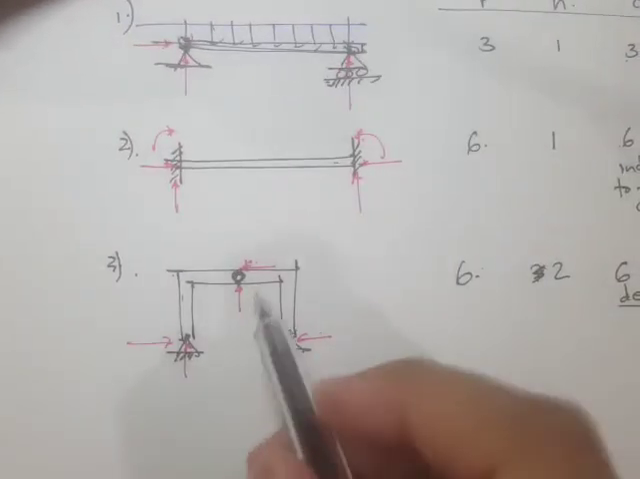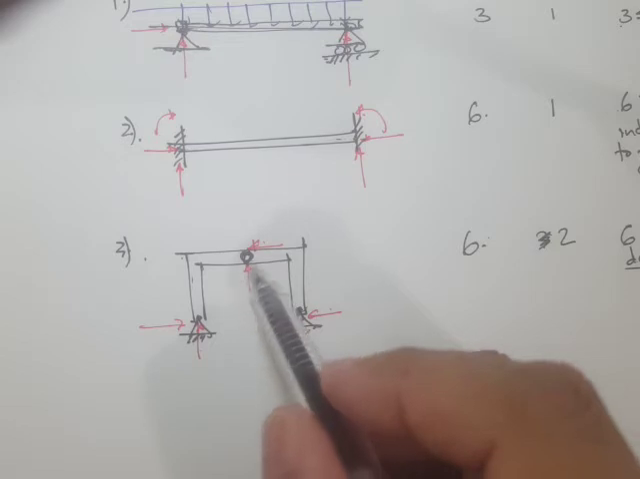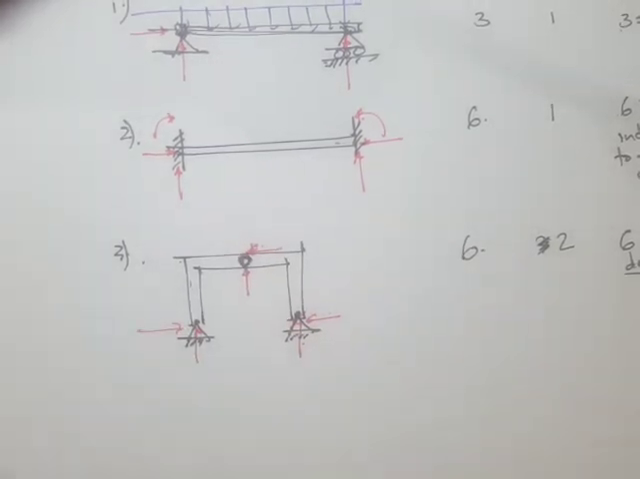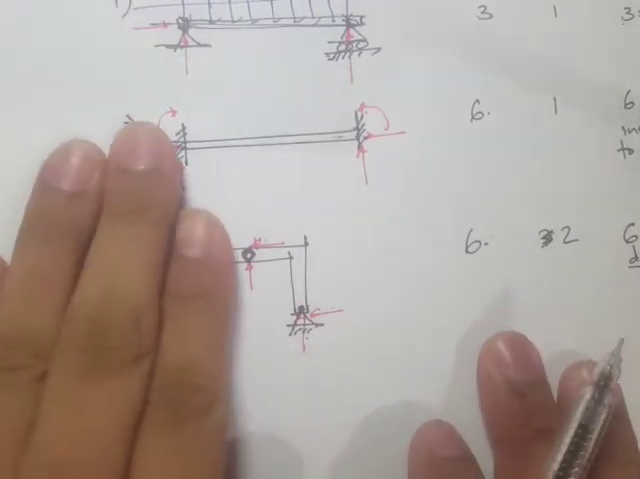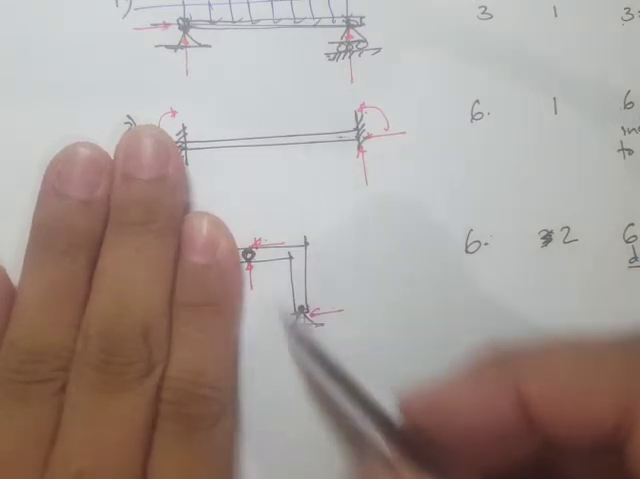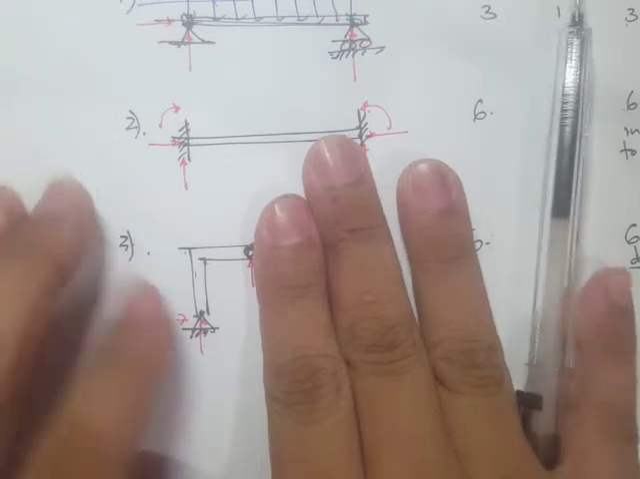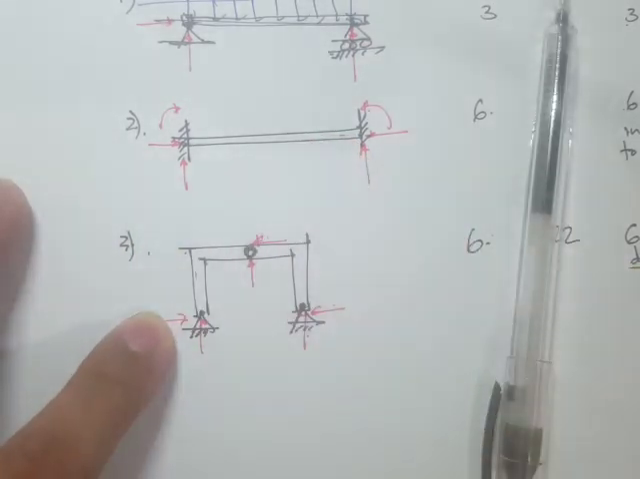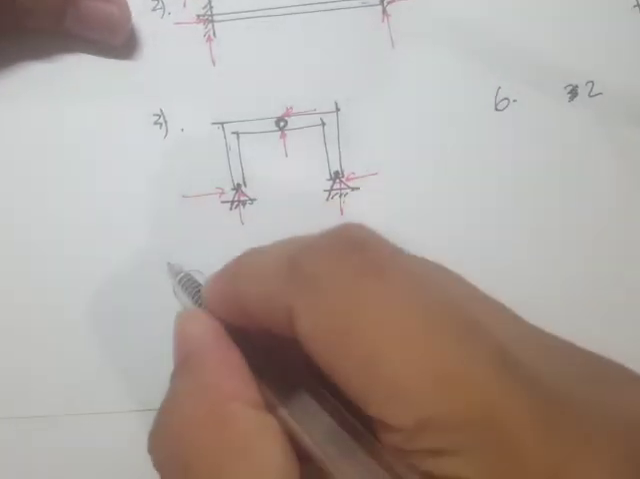So that's one of the functions of this internal hinge: sometimes it reduces the degree of indeterminacy, because that means you can apply the equilibrium equations in this 1 member only, and you can also apply another set of equilibrium equations in this member. So that's why it becomes determinate.